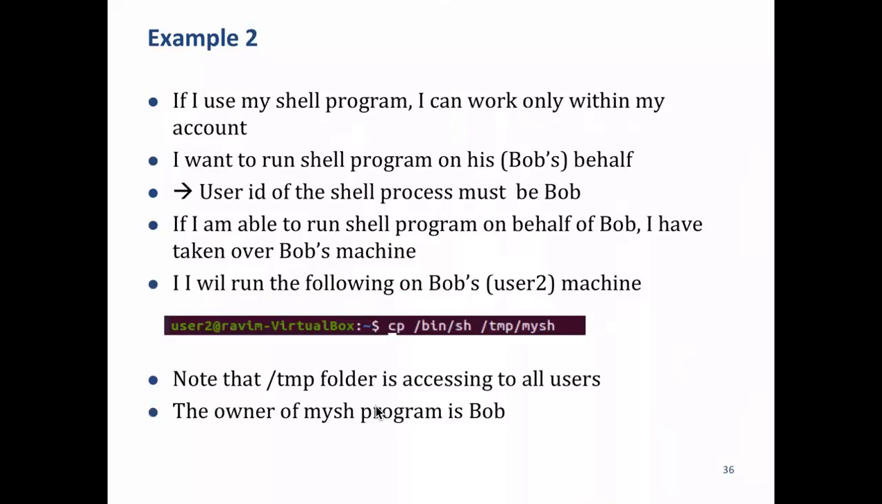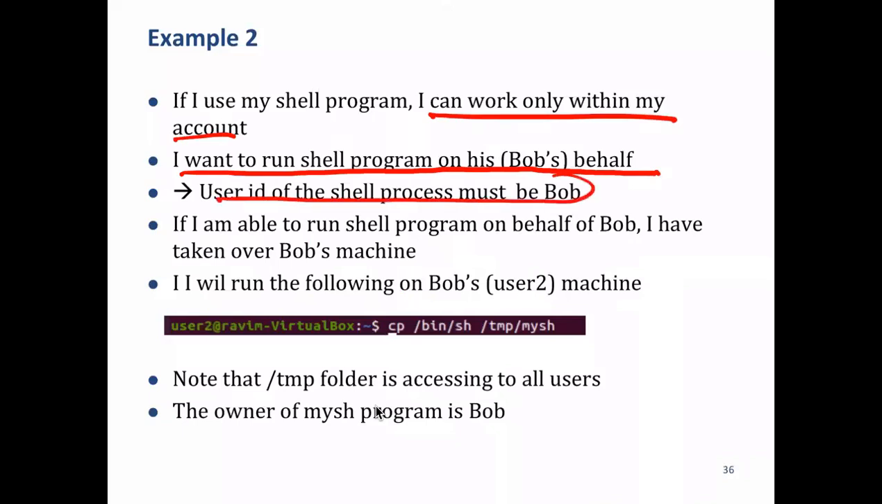I want something special, right? If I use my shell program, then I can work only within my account. If I want to run a shell program on his behalf, then the user ID of the shell process should be that of Bob. How can I run it from my machine and open a shell whose user ID is Bob? Then I can do anything, right? If I'm able to run a shell program on behalf of Bob, I have taken over Bob's machine.